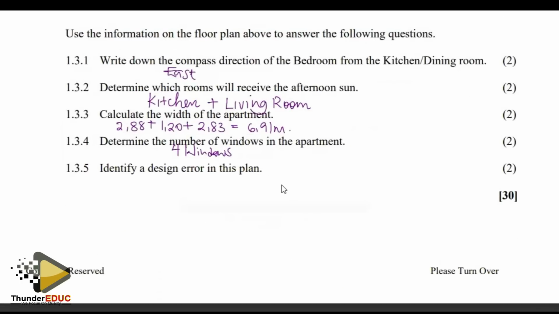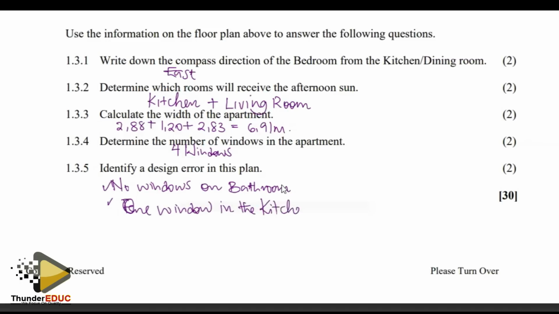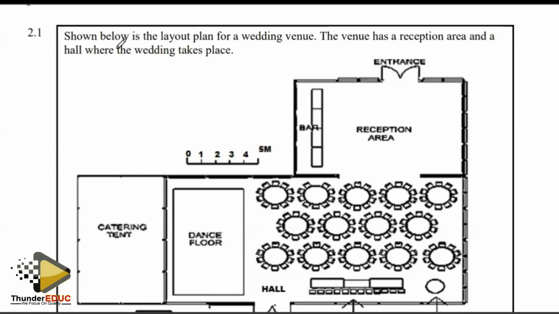So the first error is no windows in the bathroom. Then the other one, we have one window in the kitchen. Question number 2.